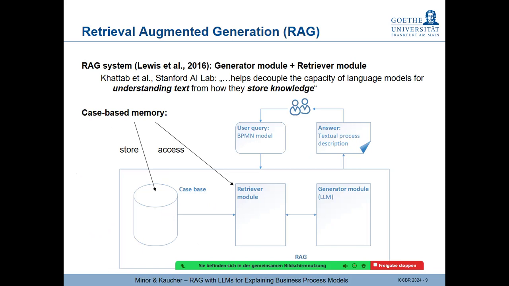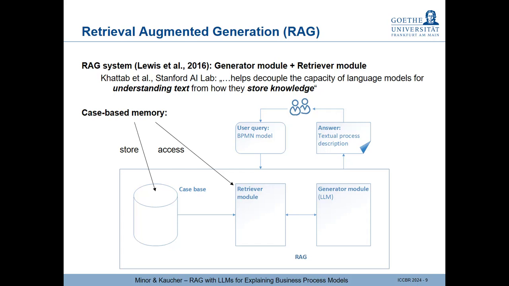The solution approach is based on retrieval augmented generation, which means that the generator module, the large language model, is combined with a retriever module that stores some knowledge that is beneficial for prompting. So according to Khattab et al. from a blog from Stanford AI Lab, this helps to decouple the capacity of the LLM for understanding the text or generating the text from how they store the knowledge that is required for doing so.